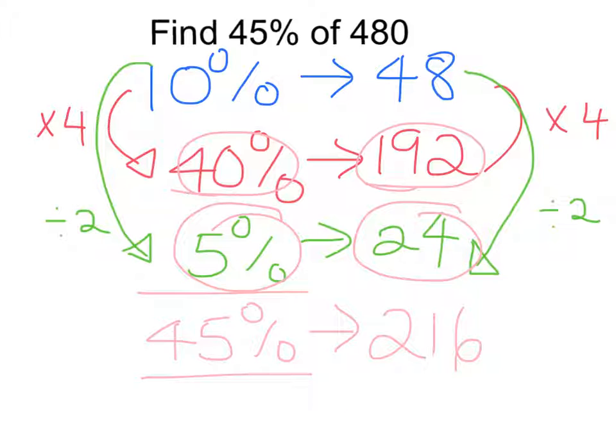Now I don't need to add 48 because I'm only looking at the 40% and the 5%, which is 45%. If I also add up the 10%, that gives us a total of 55%, and we don't want 55%, we only want 45%. So I'm just looking at the percentages which take us to 45%. So therefore 45% of 480 is 216.